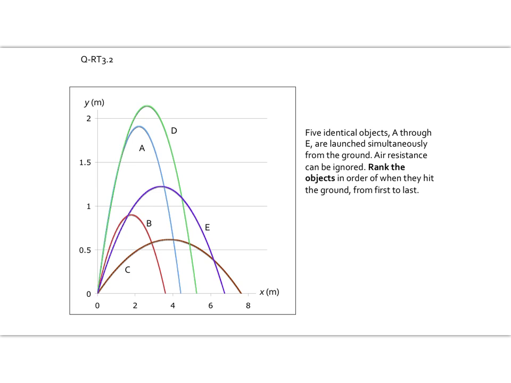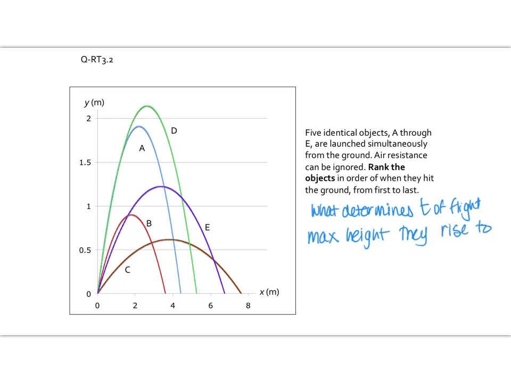Okay, so here are objects that are launched from the ground, and we want to talk about when they hit the ground. So we have to ask ourselves what determines their time of flight, which is the amount of time that they're in the air. It basically is going to be determined by the maximum height they rise to, because they're all going to be undergoing the same y motion. Their x motion is going to be different, but the ones that go the highest are going to be in the air the longest.